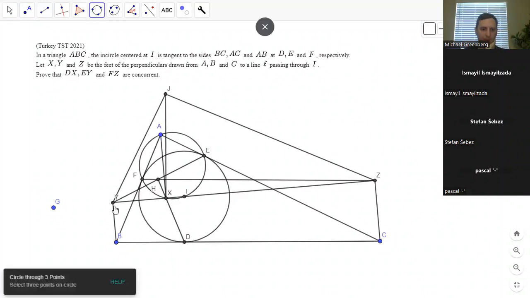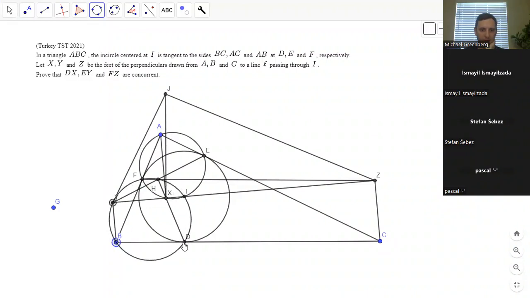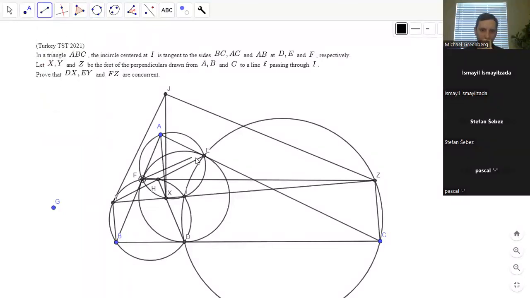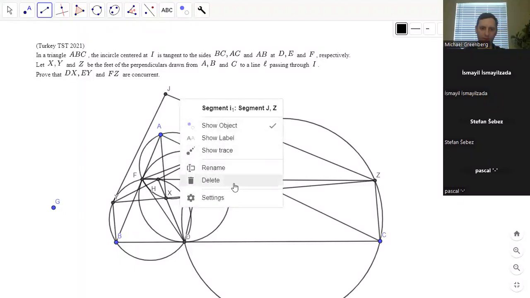So, yeah. For example, X would go to the intersection of the line with EF. Okay. And yeah, we have to prove 3 circles are coaxial, which is worse, but I think in general the problem is nicer. Okay. So maybe I'll delete these 3 lines at point J for now.